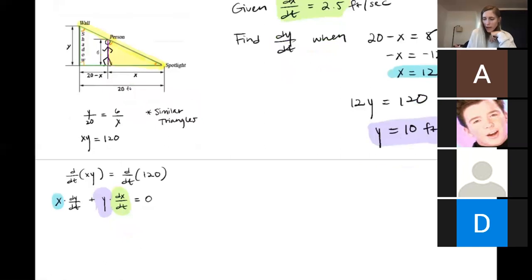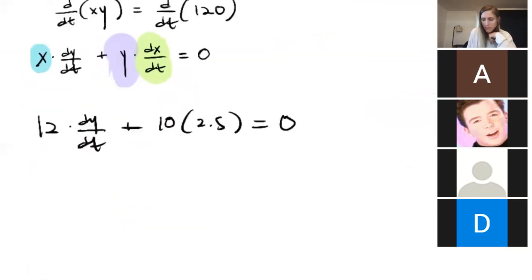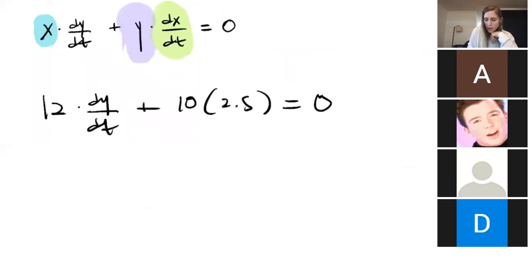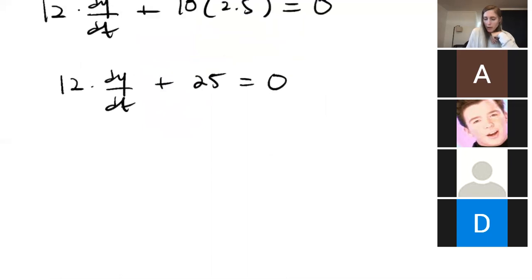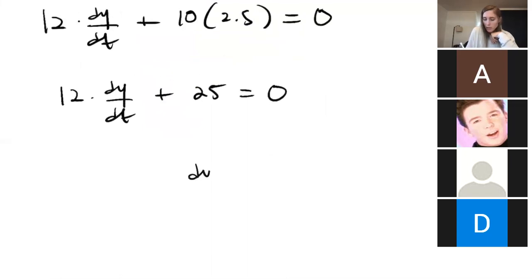So plugging those values in, 12 times dy over dt plus 10 times 2.5 equals 0. So that's 12 times dy over dt plus 25 equals 0. Or dy over dt equals negative 25 twelfths.